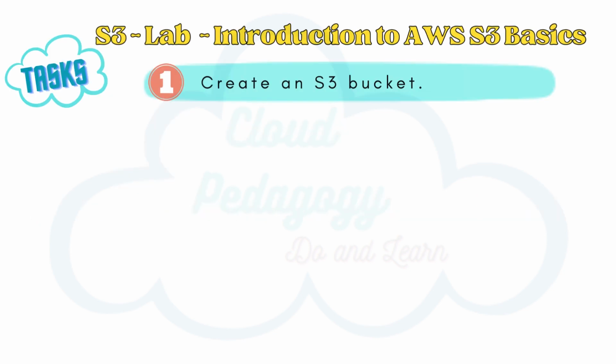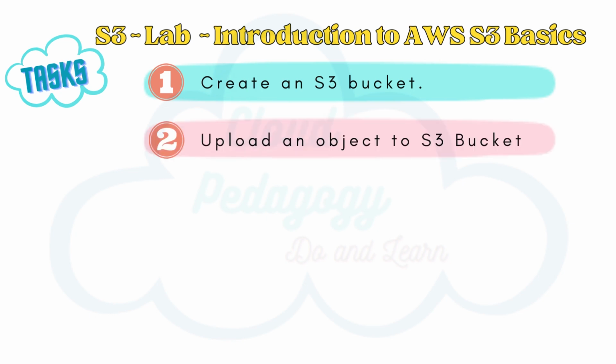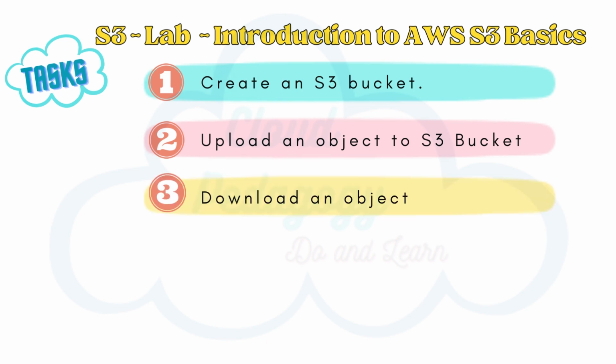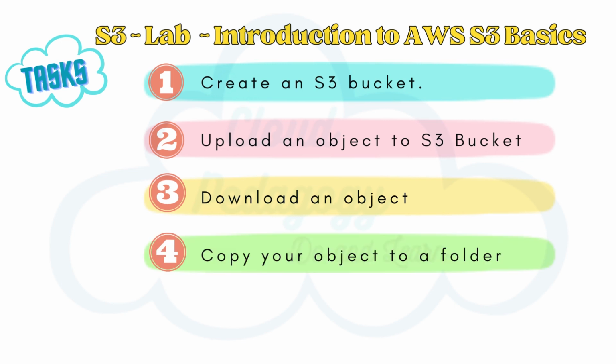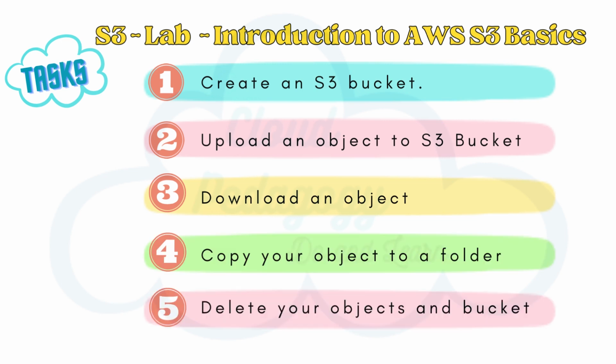In task 1, we will create an S3 bucket. In task 2, we upload an object to the S3 bucket which we have created in task 1. In task 3, we will download an object which we have uploaded. In task 4, we will copy the objects to a folder. In task 5, we will delete the objects as well as the buckets. So let's start with task 1.